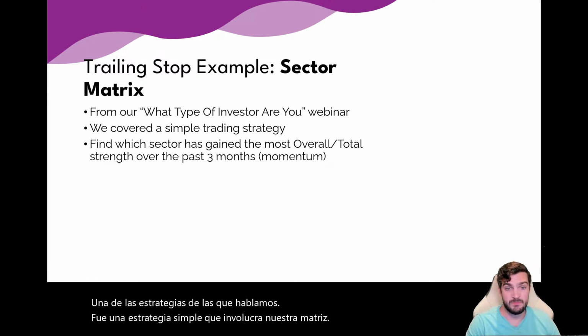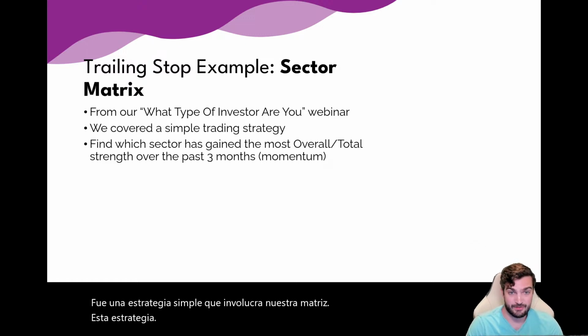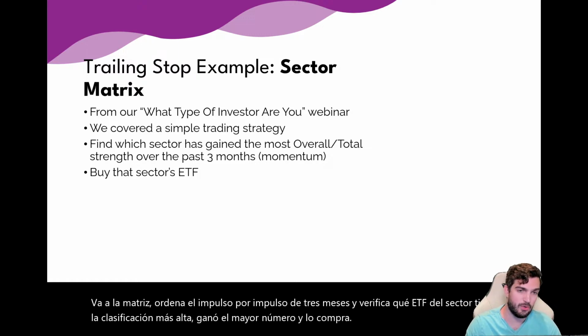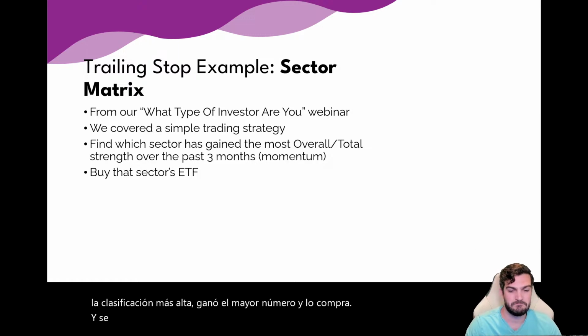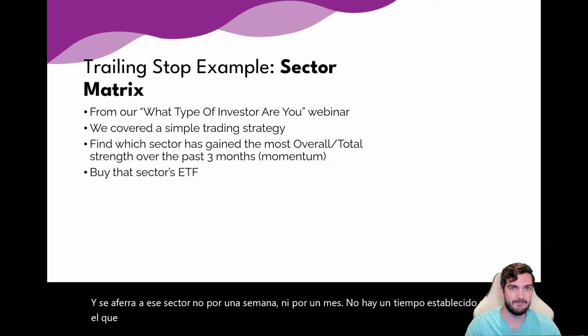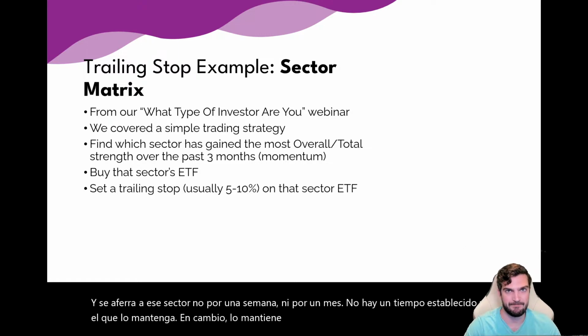This strategy goes to the matrix, sorts the momentum by 3-month momentum, and checks to see which sector ETF has the highest strength gained, the biggest number, and buys it. And it holds on to that sector, not for 1 week, not for 1 month. There's no set time that it holds it for. Instead, it holds it until it hits a trailing stop.